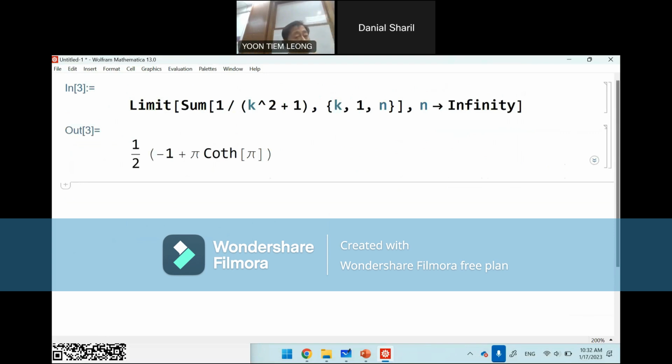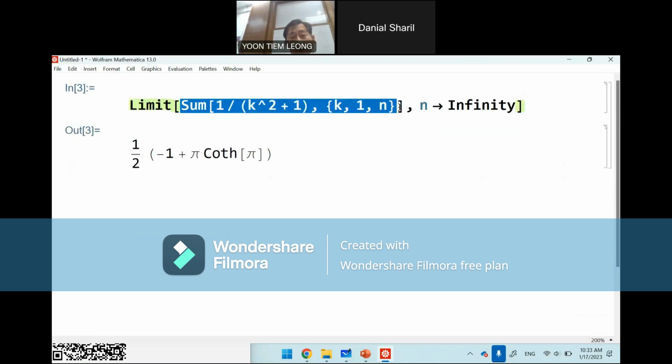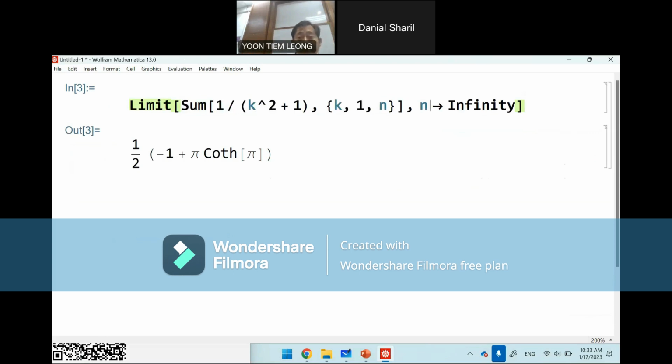Okay, so using Mathematica to calculate the limit of this series is not trivial. First of all, you have to calculate the partial sum for the series of 1 over k squared plus 1. You set the sum to run from 1 to n, so that this highlighted portion calculates the partial sum of the sequence 1 over k squared plus 1 from 1 to n, and is a function of n. Then you ask Mathematica to calculate this function of n by setting n to infinity.